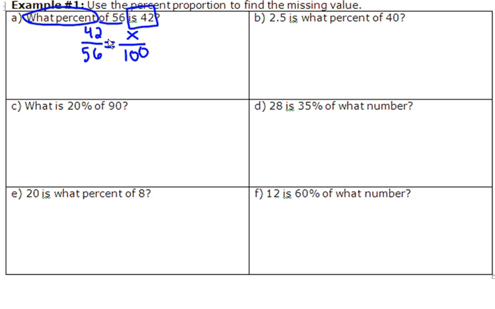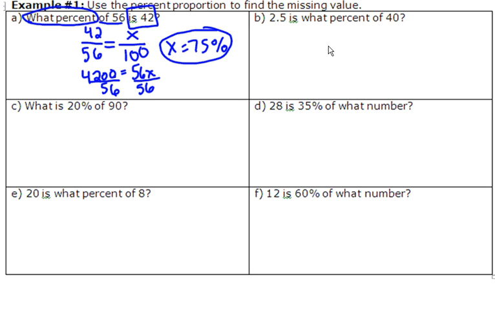We're cross multiplying. So I'm taking 42 times 100, which is 4,200. I'm taking 56 times x, which is 56x. And I'm dividing then to solve for x. I'm dividing by 56. 4,200 divided by 56 is 75. Now, since we were trying to find a percentage, I want to label that as 75%.